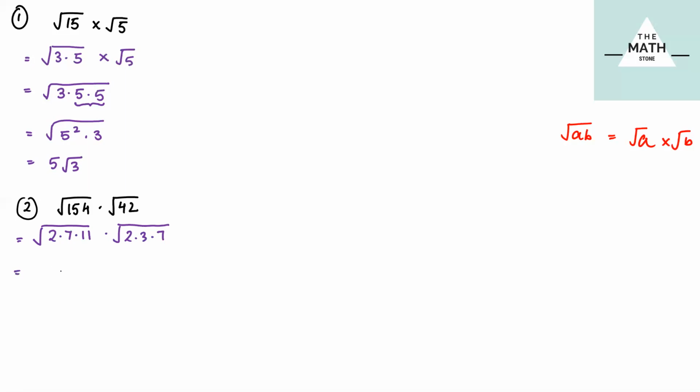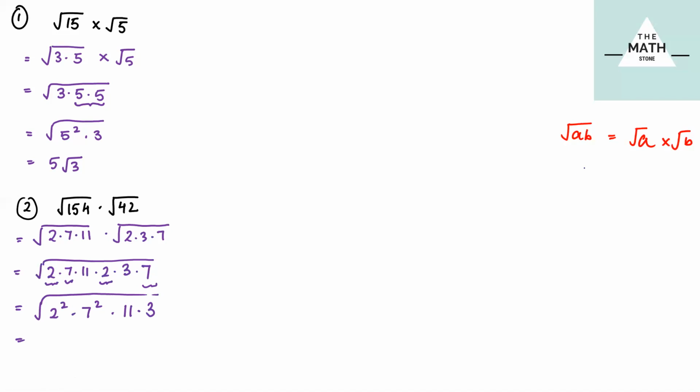Then we'll apply the multiplication property of square roots. All the factors can be written inside one square root, so it becomes 2 times 7 times 11 times 2 times 3 times 7. Now we will group the perfect squares. We have this 2 and this 2, I'm going to group them, and this 7 and this 7 can be grouped. So I write 2 squared times 7 squared times 11 times 3.